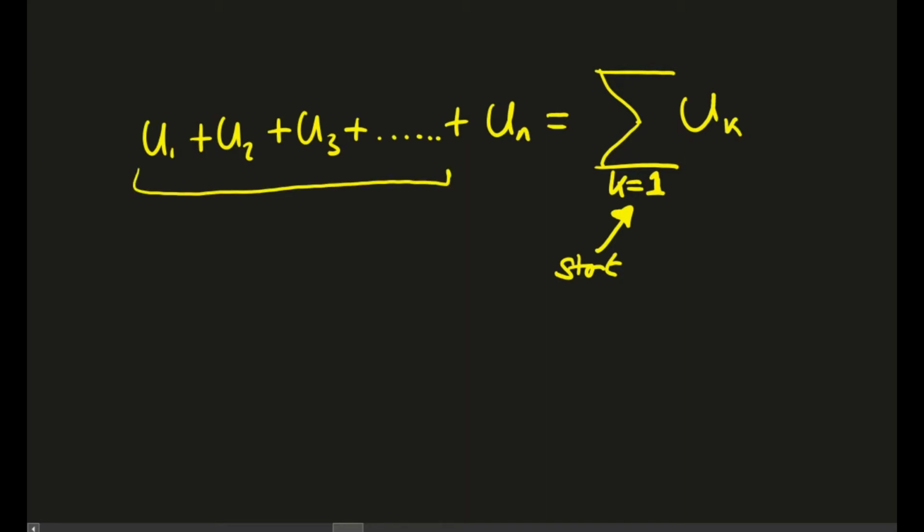But we need a stopping point. It'll just go on forever otherwise. So we're going to stop when k is n. So we'll pop that at the top. This top part is our kind of finish.